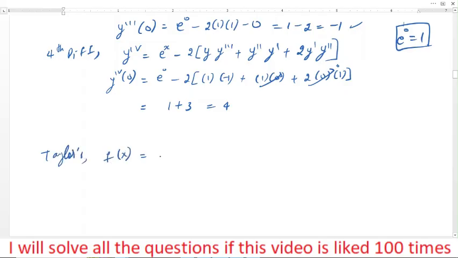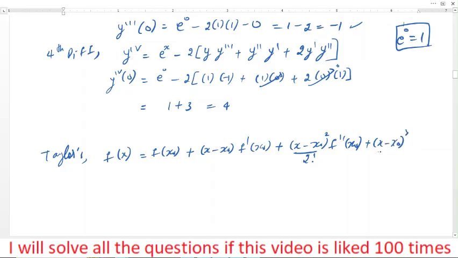f of x is equal to f of x naught plus x minus x naught, f dash of x naught plus x minus x naught square upon 2 factorial, f double dash of x naught plus x minus x naught cube upon 3 factorial, f triple dash of x naught plus x minus x naught raised to 4 upon 4 factorial, f raised to 4. Okay, I'll substitute this one by one.